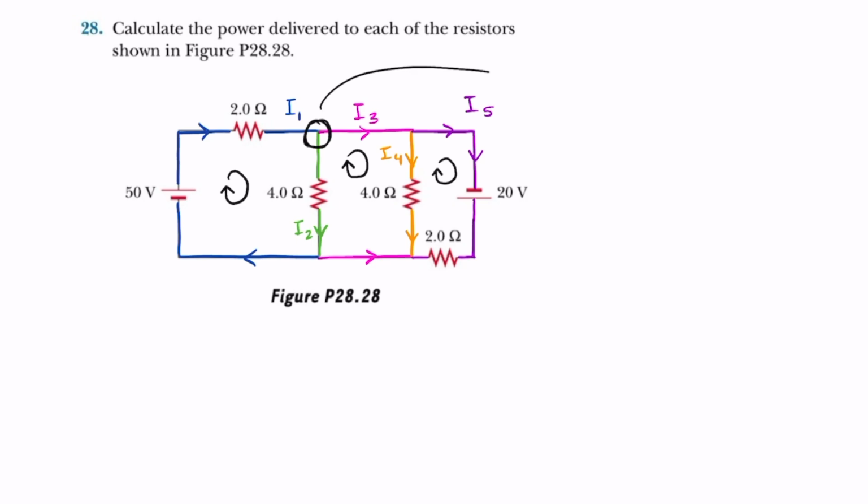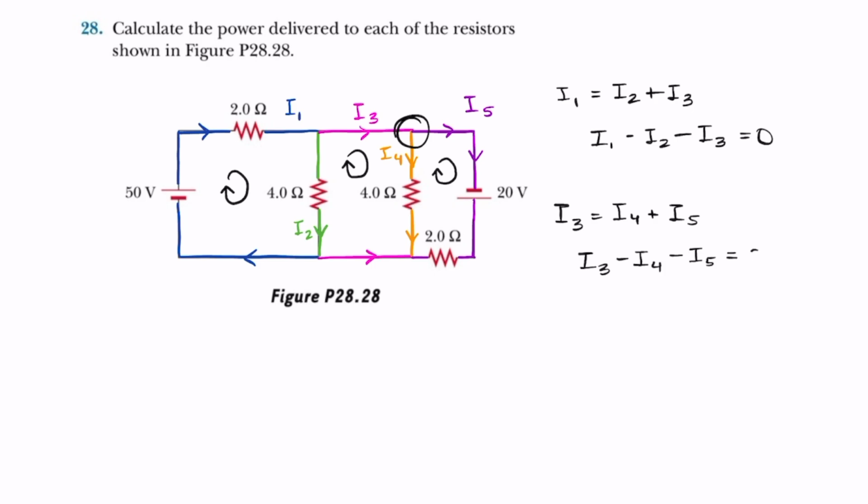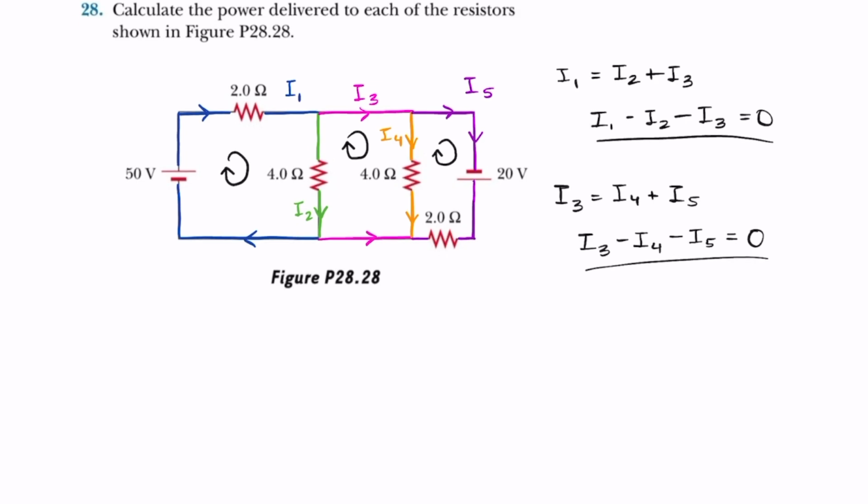Now let's look at the first junction. Here we can see that wire 1 is going in and 2 and 3 are coming out, so we can rearrange it to write this. And then at this junction we can see that 3 is going in and 4 and 5 are coming out. So 3 equals 4 plus 5, or we can move it to the other side to equal 0. These 2 are going to be our first 2 rows in our augmented matrix.